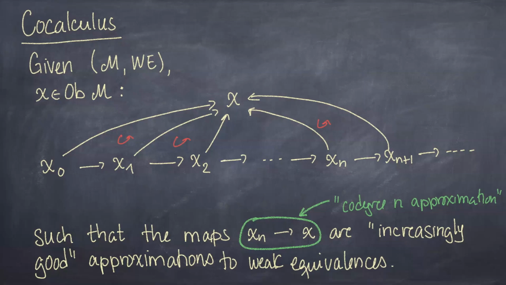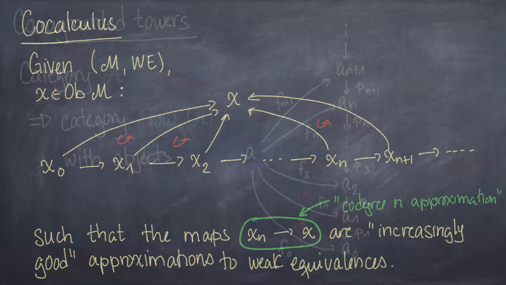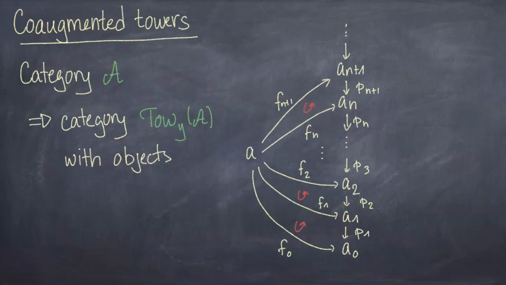So what are the fundamental underlying structures that we're looking at here? When we're thinking about a calculus, we're thinking about a notion of a co-augmented tower in a category. So if we have a category A, we can look at the category of towers, actually co-augmented towers, in this category A. And so what is this?